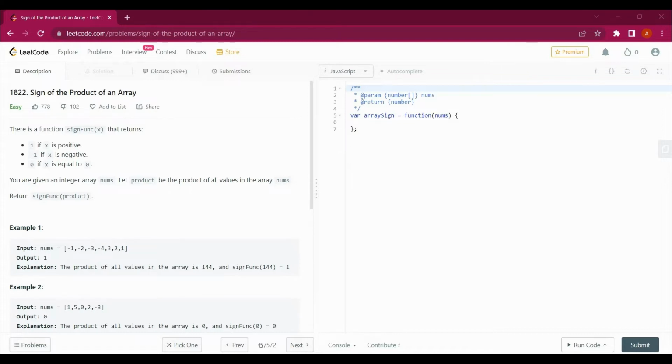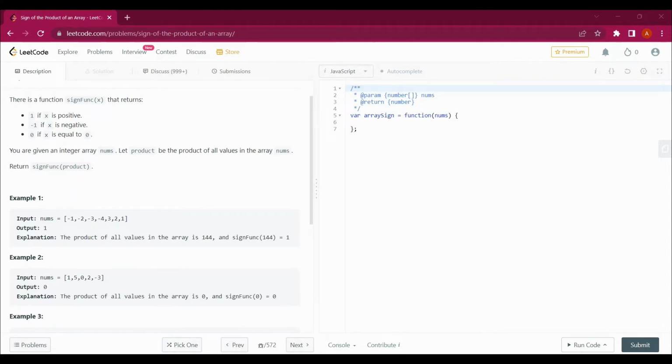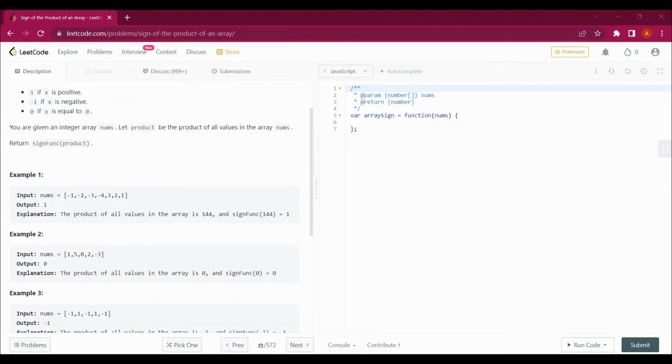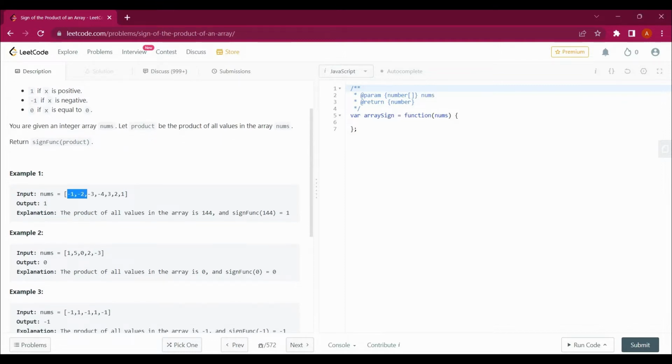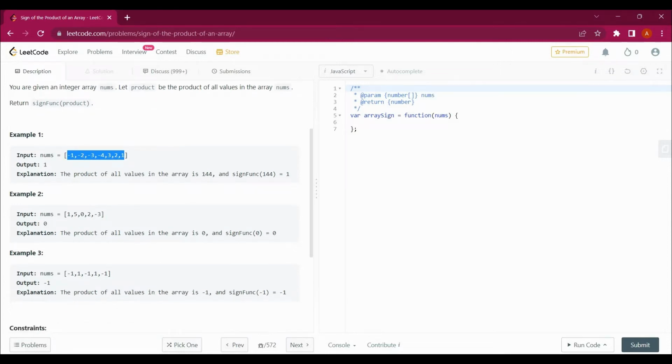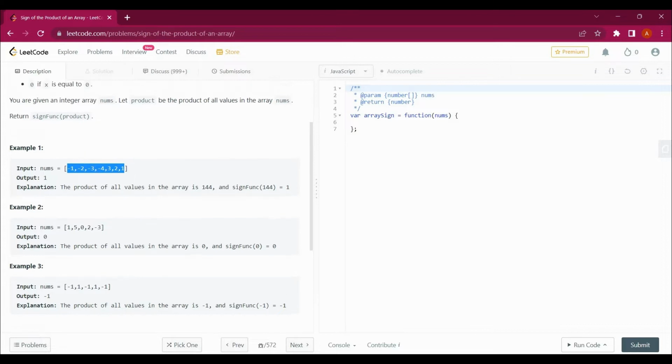So the question says there is a function signFunc(x) that returns 1 if x is positive, -1 if x is negative, 0 if x is equal to 0. You are given an integer array nums. Let product be the product of all values in the array nums. So we have to return 1 if the product of elements in the array is positive. If it is negative, then we have to return -1. If it is equal to 0, then we have to return 0.